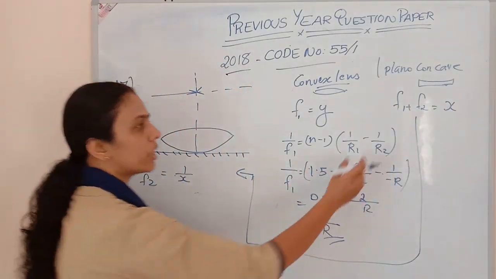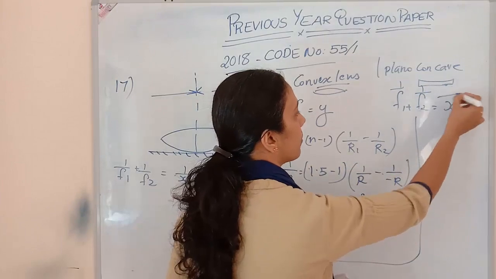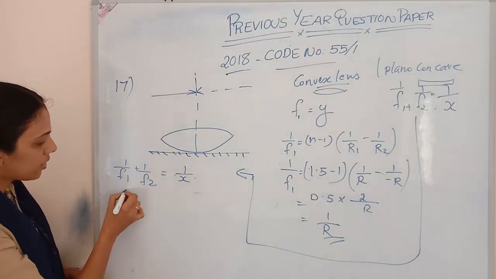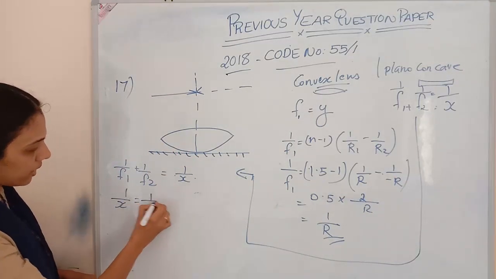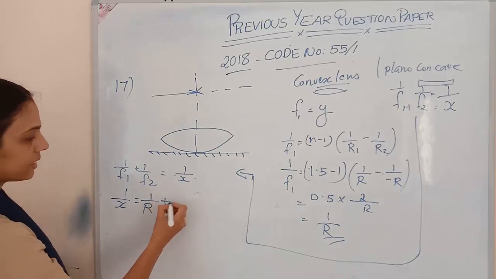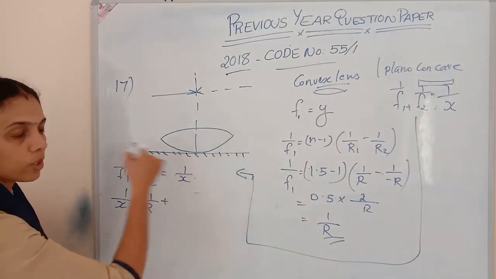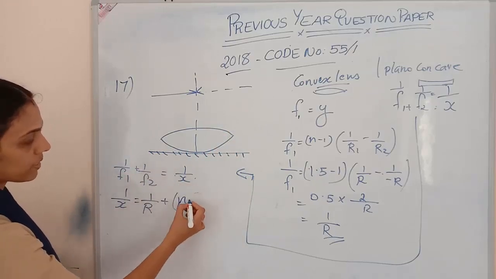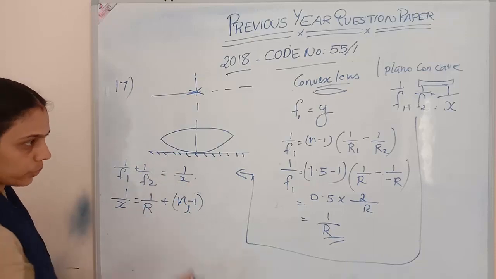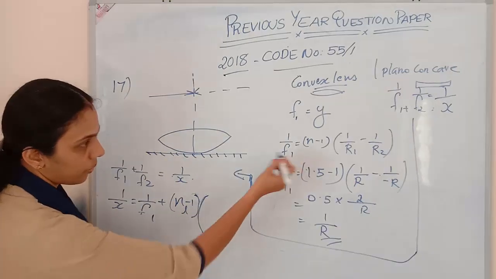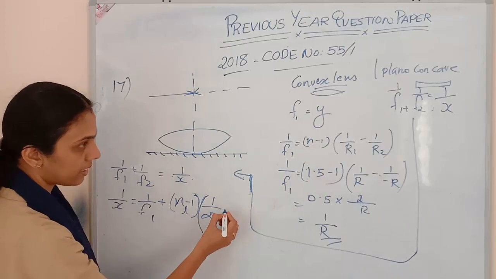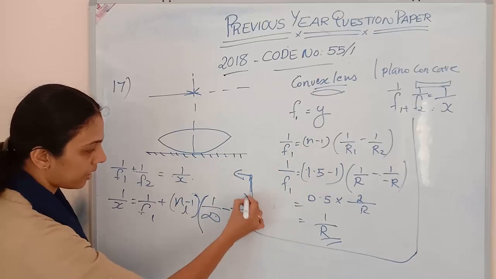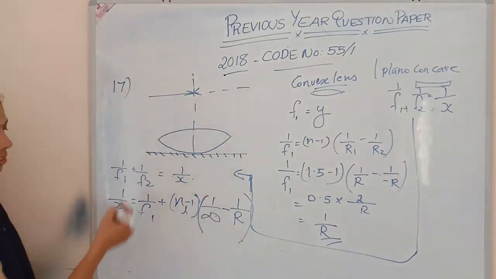Okay, 1 by f1 plus 1 by f2 equals 1 by x. That is the formula, right? So here 1 by x equals 1 by f1, which is 1 by r, plus 1 by f2. For f2, this alone we should consider. So 1 by f2 is the refractive index of the liquid, n minus 1, into 1 by r1, which is infinity since it is plane, minus 1 by r2, which is r. So the radius is r.